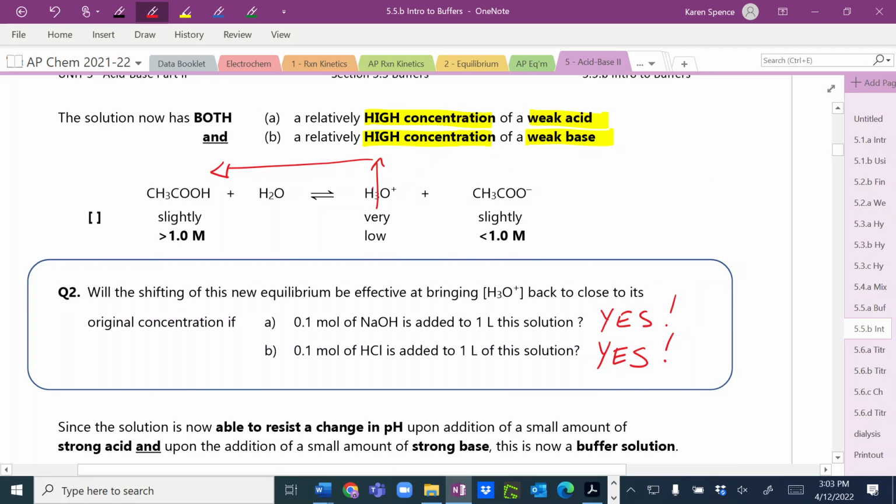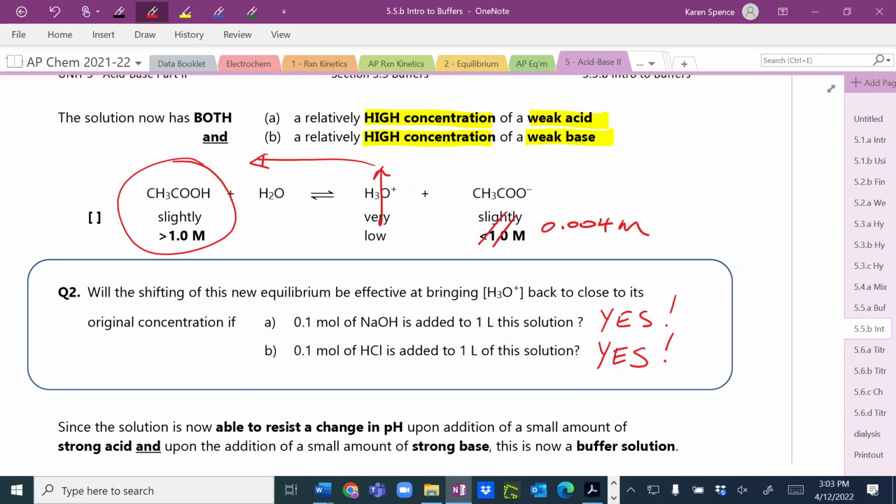Why does it have to have both? Well, if I didn't have this one, it couldn't shift to the left because there would be no base for the acid to react with. So a buffer needs to be able to either produce extra hydronium or use up extra hydronium. If we only have the acid form, and this was 0.004 molar, if I start adding H+, this is going to try to shift, but what's going to happen to the CH3COO-? It's going to run out. Yes?